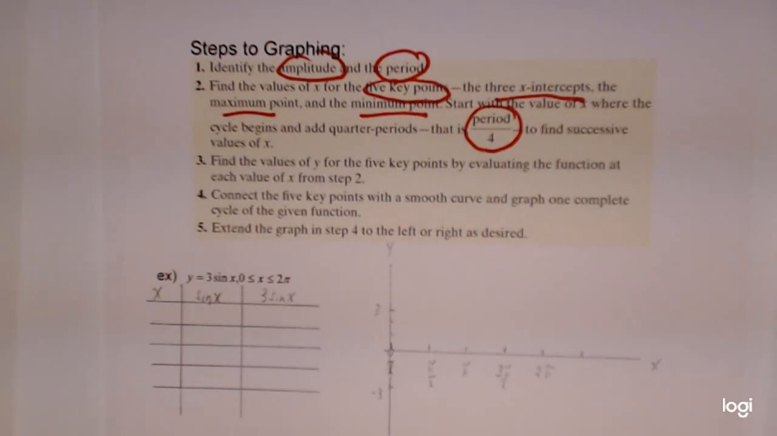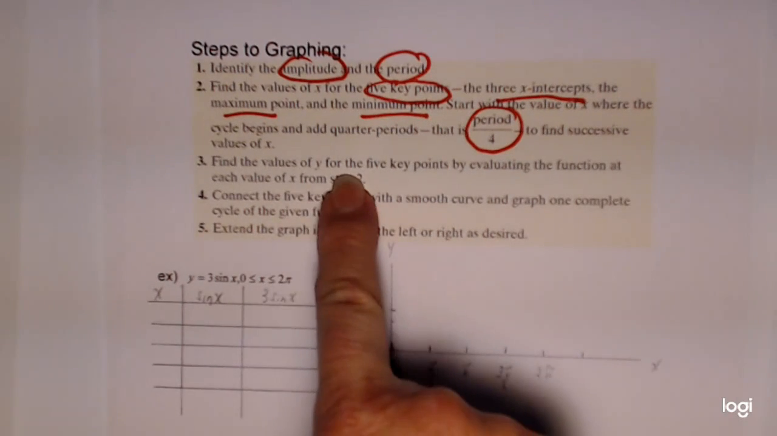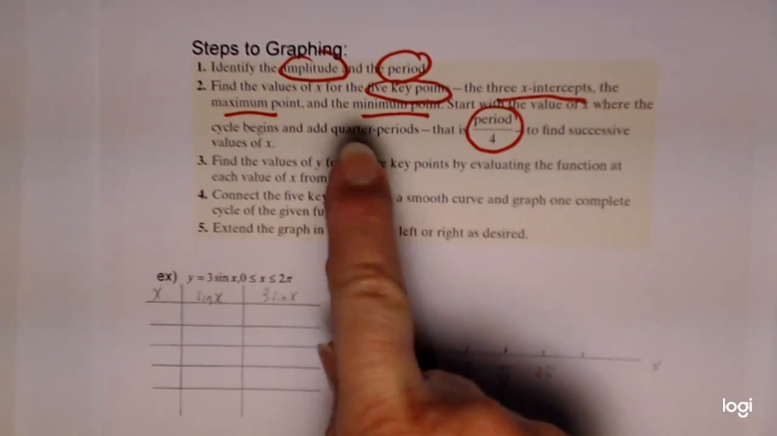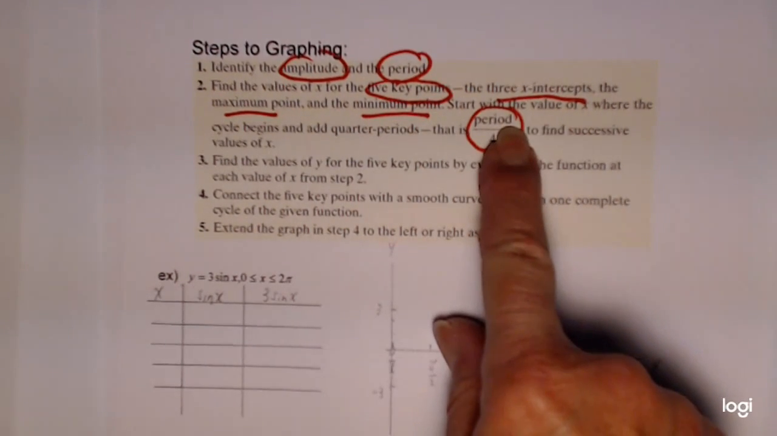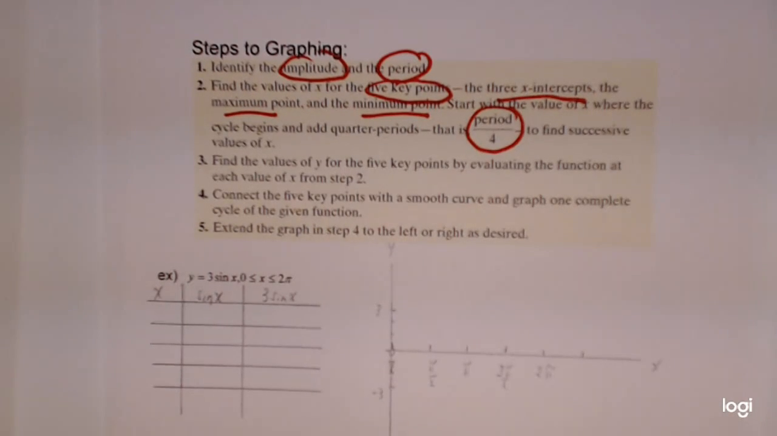lose the other information. So we're going to find the 5 y values, the sine values that go with our 5 key values in terms of x. We're going to graph those 5 points, and then connect them with a smooth graph to complete a cycle of the function. And then last but not least, we're going to graph one period, but sometimes we might be asked to extend this graph to the right or left to show more than the one period.